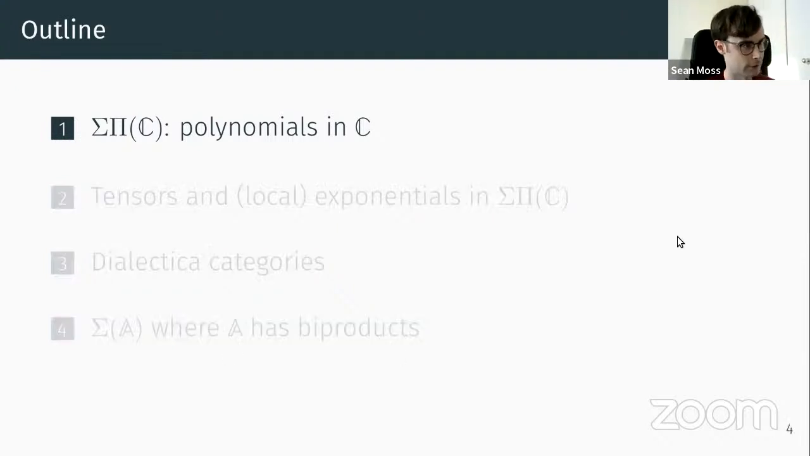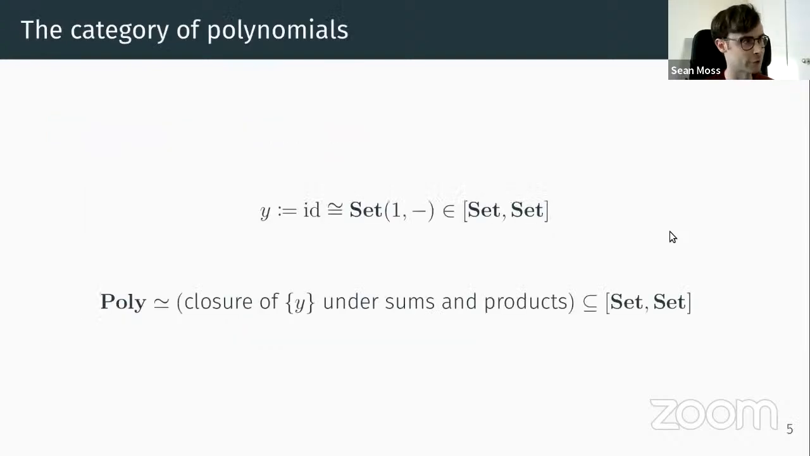So section 1, polynomials in C. So first of all, ordinary polynomials. I'm going to steal this notation where the object little y is defined to be the identity functor from Set to Set, which happens to be the same as the representable on the terminal object of Set. Okay, and then poly can be defined to be the closure of this one object subcategory under both sums and products using functors from Set to Set as an ambient category.